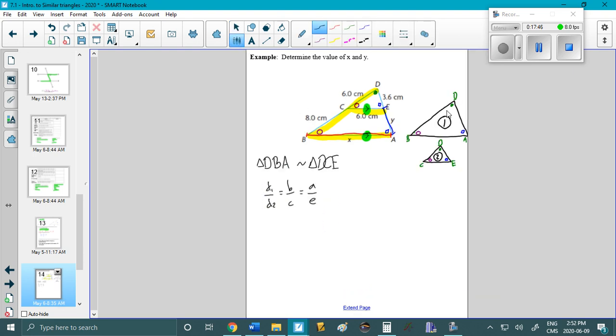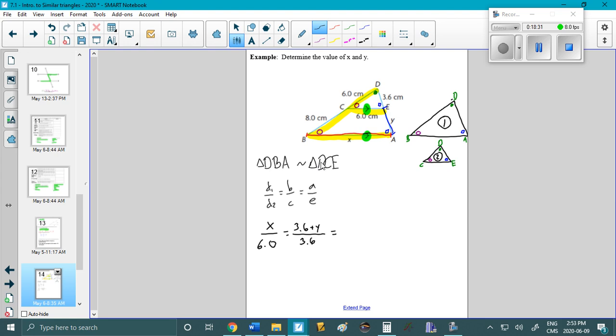So d1, in the big triangle, is this big side from B to A. We don't know what that is. It's labeled x. So x over d2, which is this side from C to E in triangle 2, and it is 6.0, equals little b. So little b is this whole big side here. So it's 3.6 plus y? That's weird. Over little c. So little c is going to be 3.6.